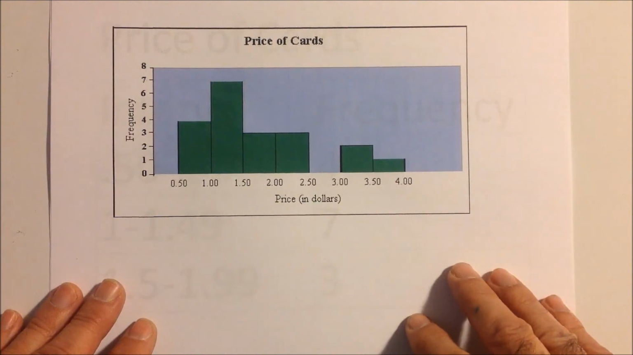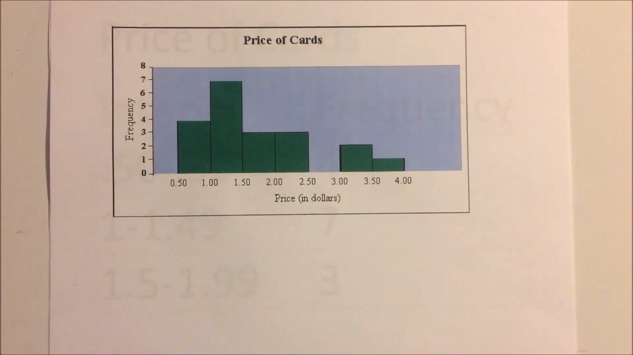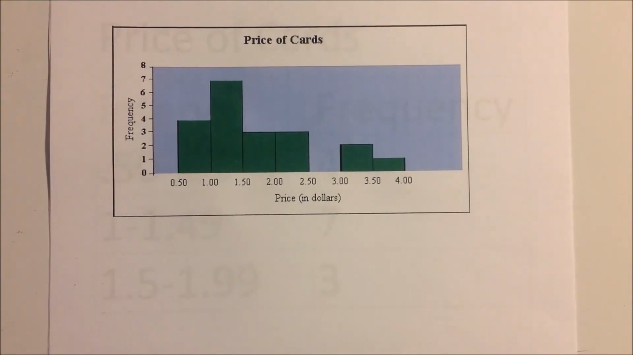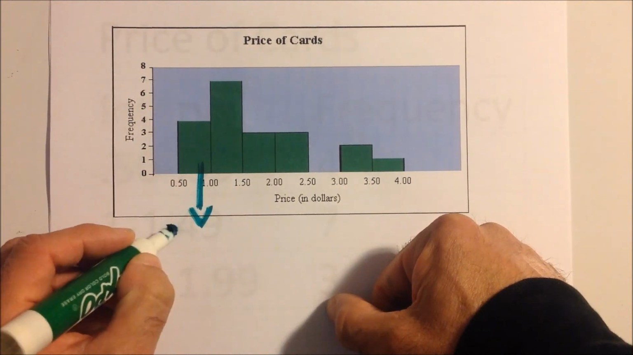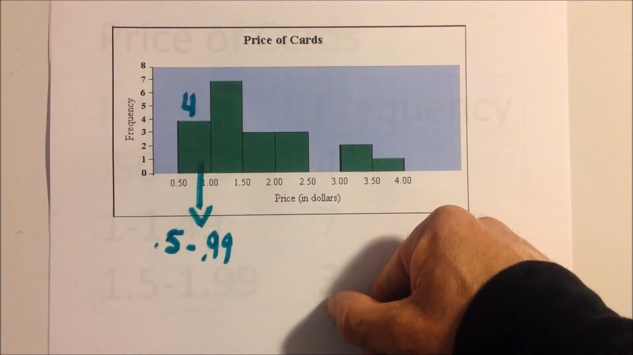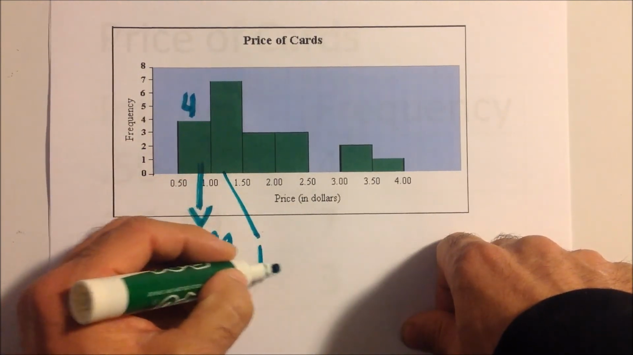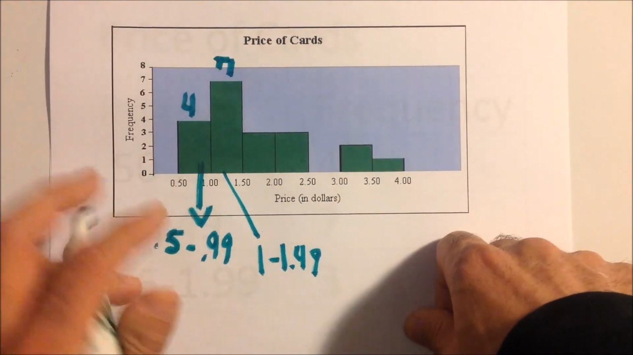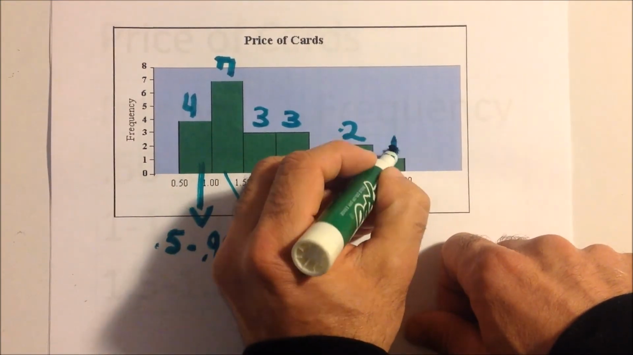We have the price of cards. We have the intervals on the bottom and the frequency. So now let's get the observations. Let's make this clearer here. Between 50 cents, 0.5, and 99 cents, we had 4. So that's the frequency of that one. Then here we have $1 to $1.49, and the frequency was 7. Then we have 3 here, 3 here, 2 here, and 1 there.